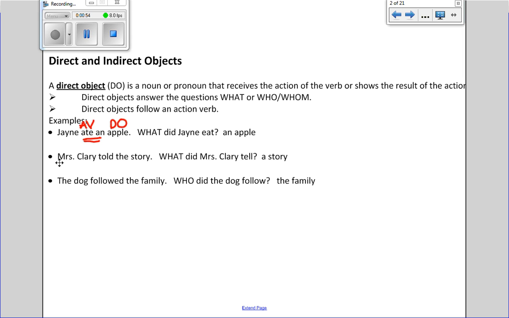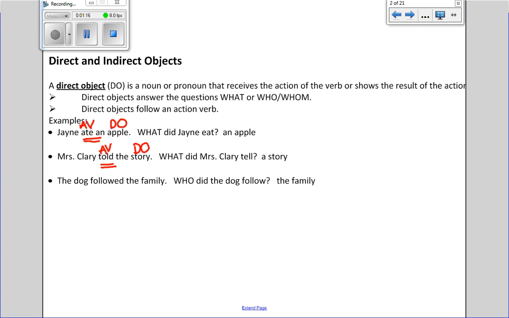Then looking at this next sentence, Mrs. Clary told the story. Is told an action verb? Here, yes it is. So now that we have an action verb, we can look for a direct object. Mrs. Clary told what? She told the story. So story would be the direct object.